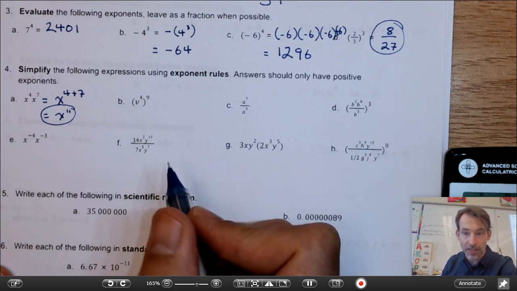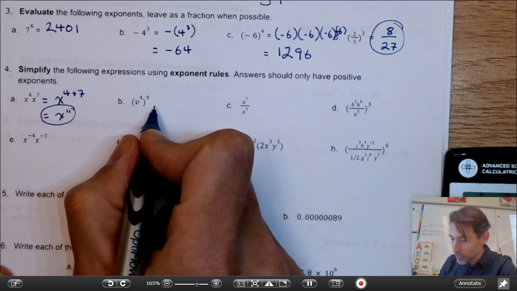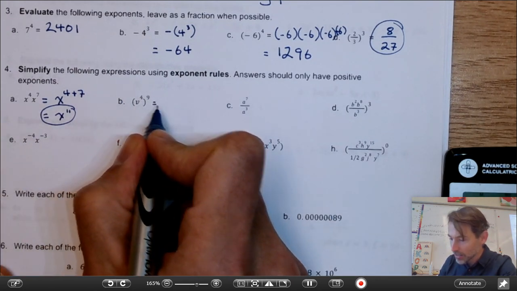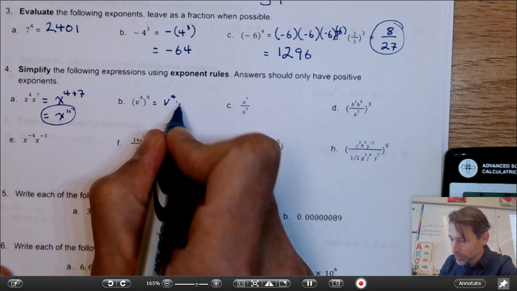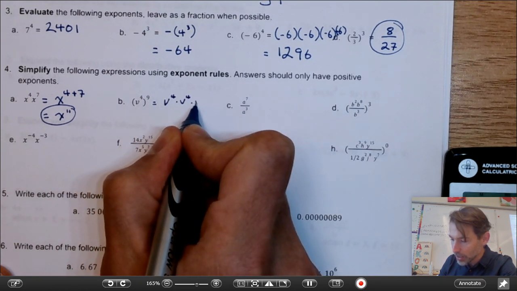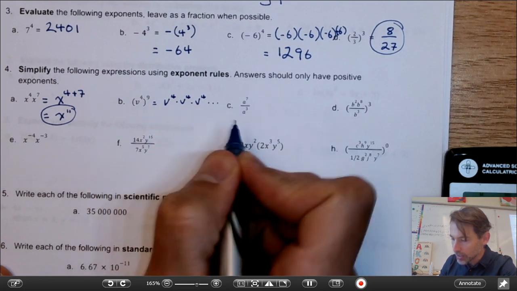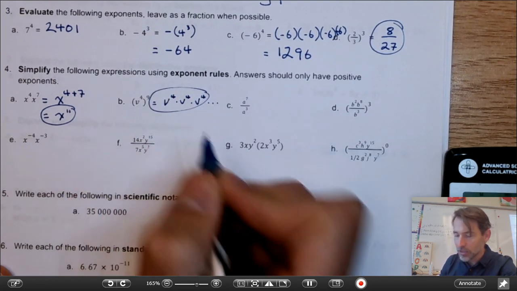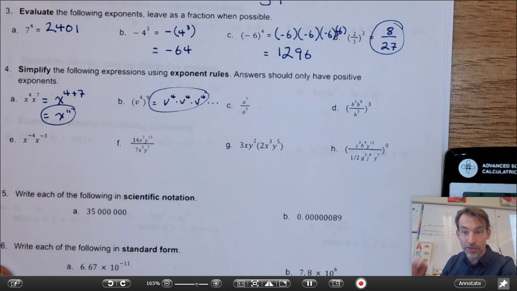V to the 4 to the 9. Okay, I can expand this as well. That would be v to the 4 multiplied by v to the 4 multiplied by v to the 4, dot dot dot, 9 such copies of v to the 4. So in this case, I'd have 9 4s to add together.